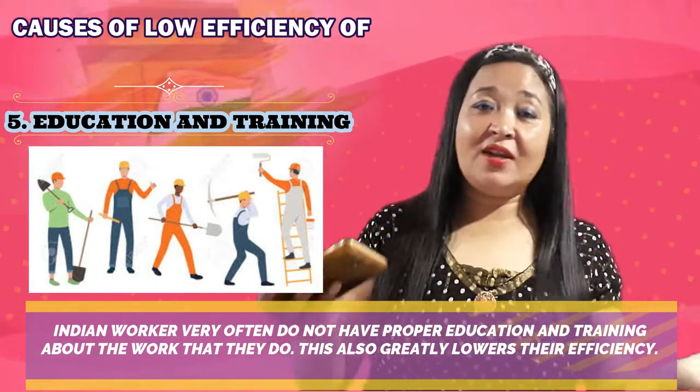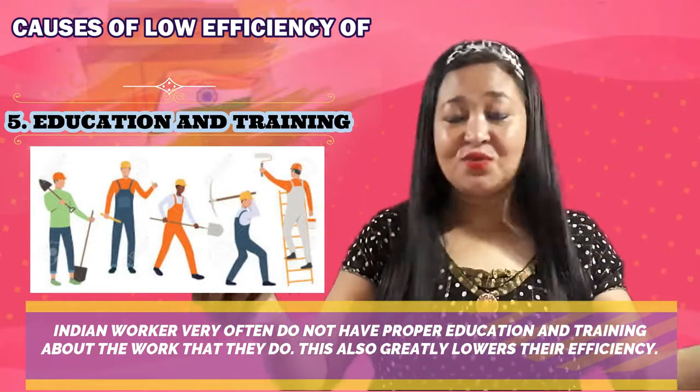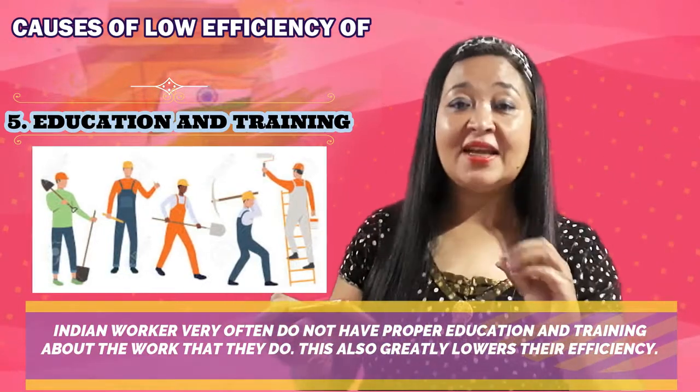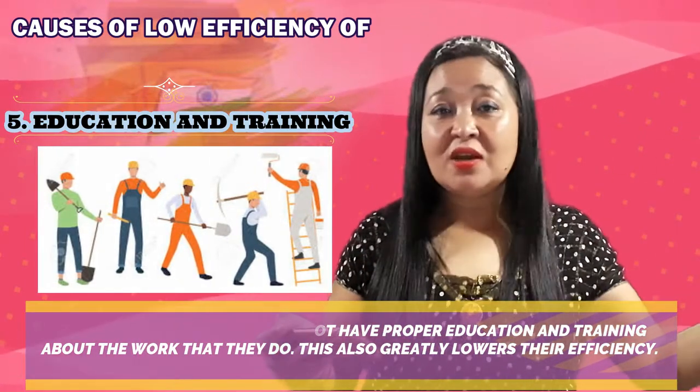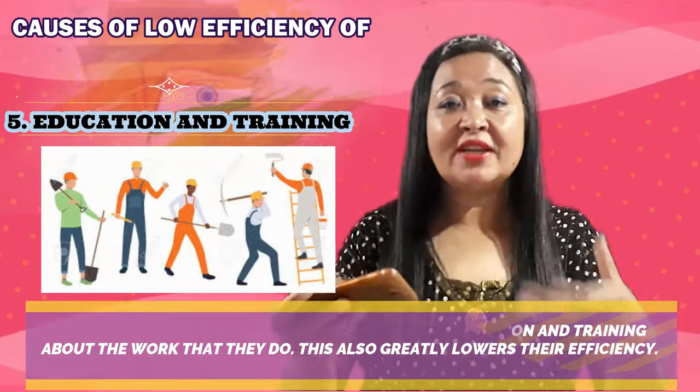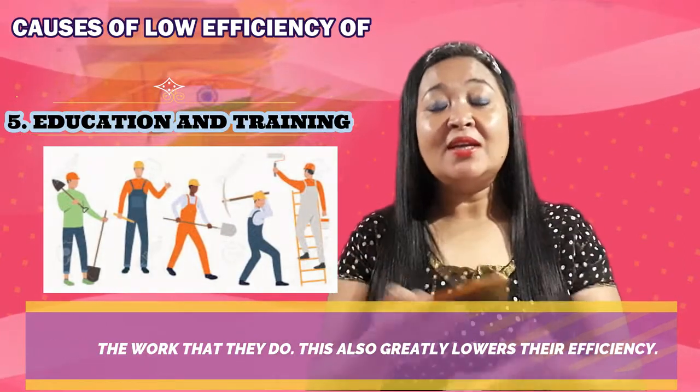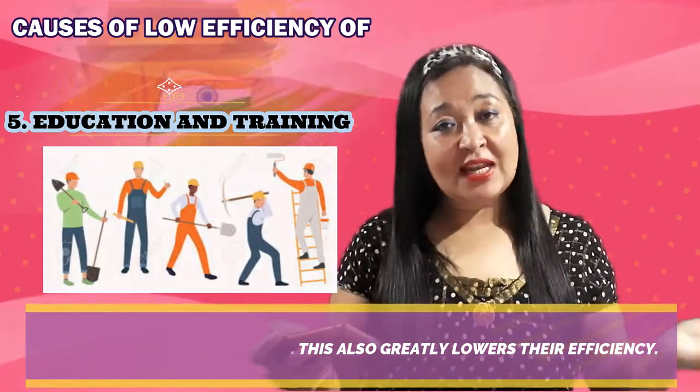As I said, they hardly have any bargaining power also. They are just ready to work at any amount of money that they are given by the producers. So they also don't bother about the education or the training about the work that they're doing. This way, what happens is that their efficiency will be very low.